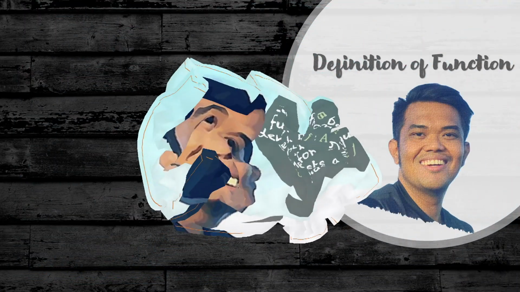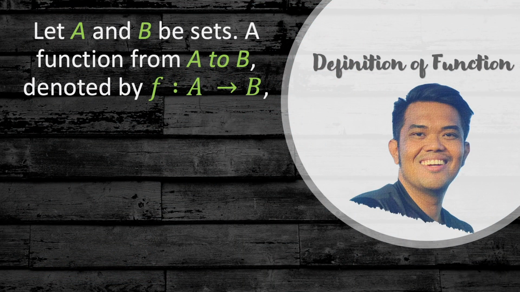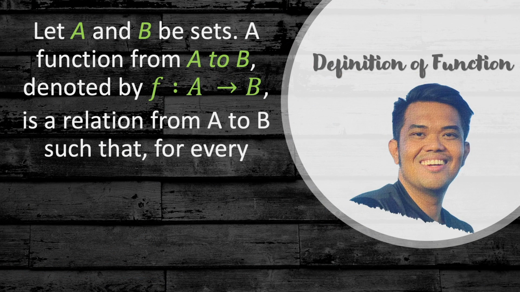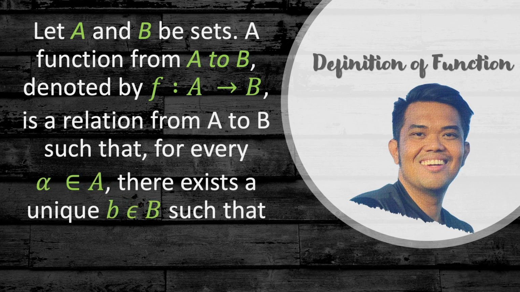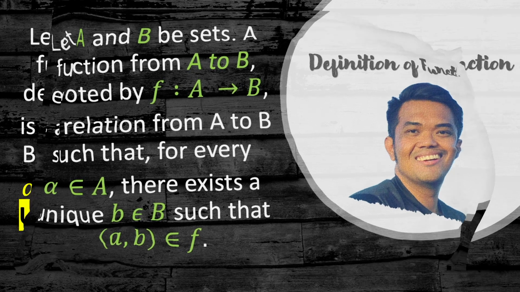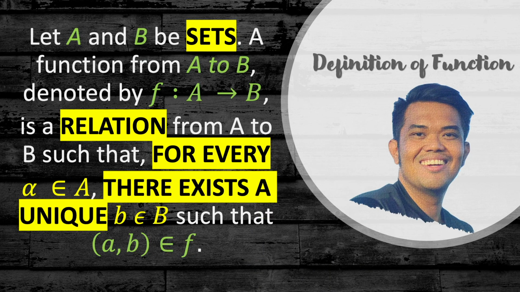First, when we deal with a function, we deal with sets. Second, a function is said to be a relation or binary relation. Third, we need to understand what we mean by the quantifier for every a element of A. Also, the quantifier there exists a unique b element of B. More importantly, what do we mean when we say unique?